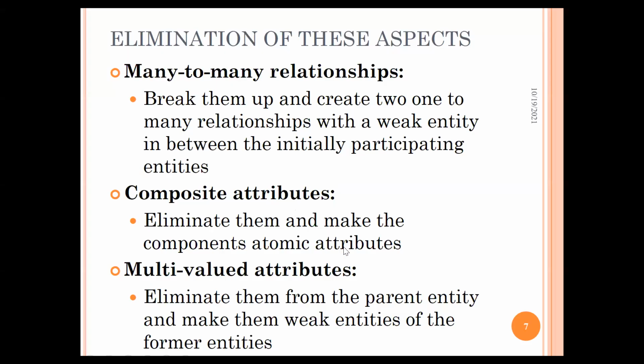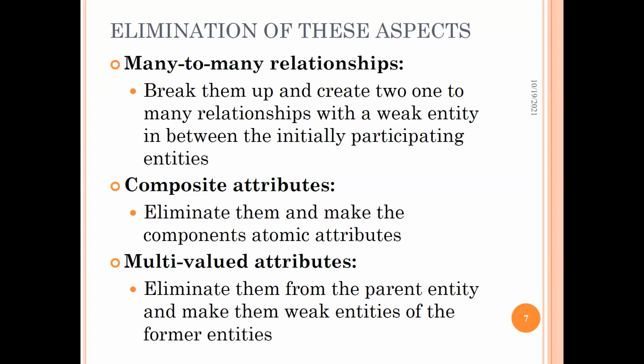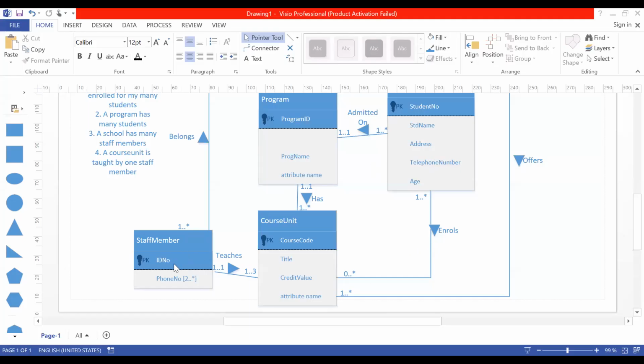So for a composite attribute, you only record the components of the composite attribute, because you need atomicity of your attributes. And for a multi-valued attribute, you create a new relation for the multi-valued attribute, and you post the primary key of that multi-valued attribute. Let me show it. So you have a multi-valued attribute called phone number.